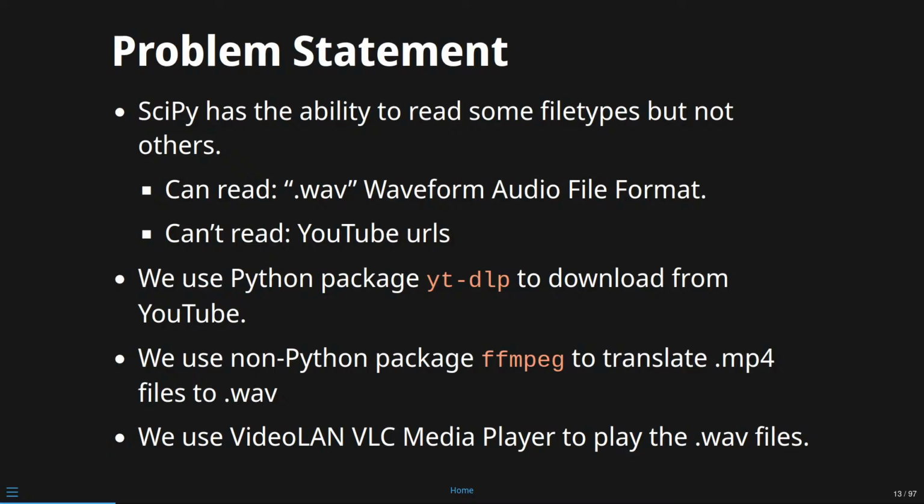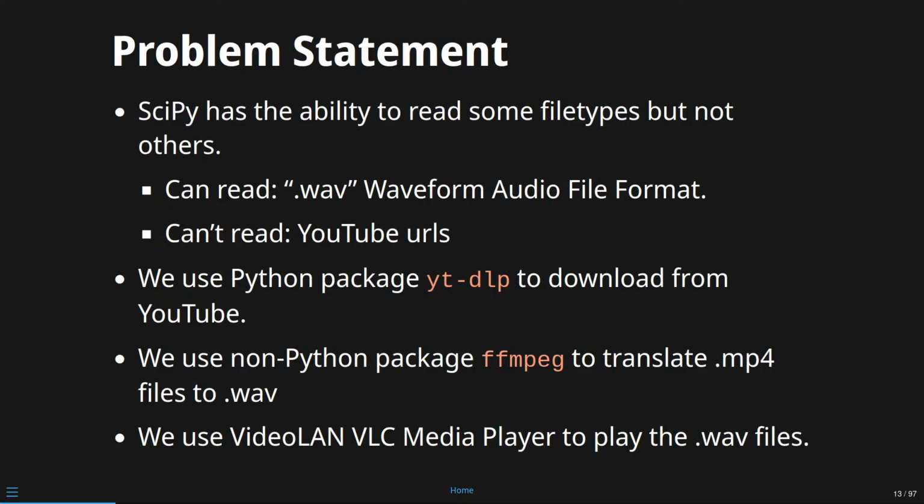So here's a lengthy explanation of what's going on. SciPy has the built-in ability to read some file types, but not others. And one of the file types it seems to be able to read is a .wav audio file. That stands for waveform audio file format. It looks like a relatively easy file format to read, and it looks like it's not very compressed. So I'm guessing it's used in science a lot because it probably doesn't introduce a lot of loss compared to something like an MP3, right?